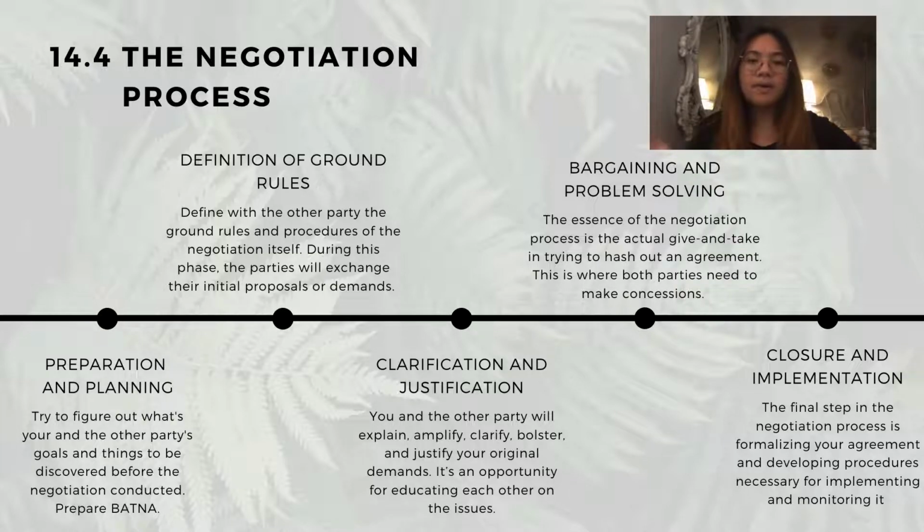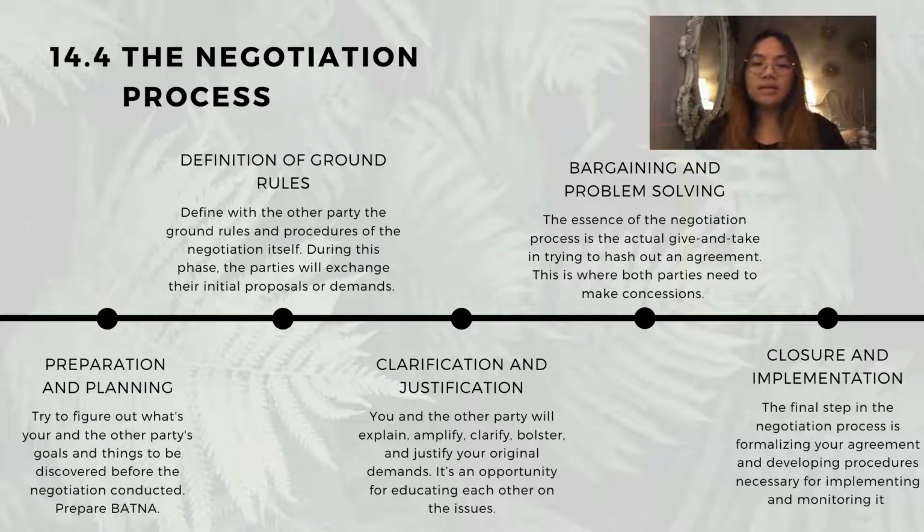And the next step is clarification and justification. When you have exchanged initial positions, you and the other party will explain, amplify, clarify, bolster, and justify your original demands. It's an opportunity for educating each other on the issues, why they are important, and how you arrived at your initial demands. Providing the other party with any documentation that supports your position happens in this phase.